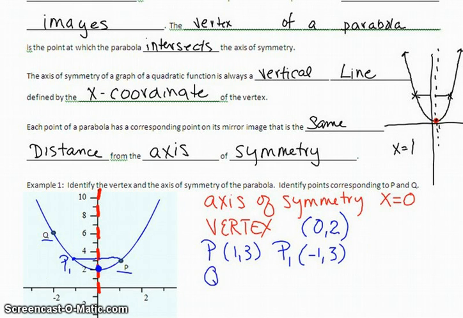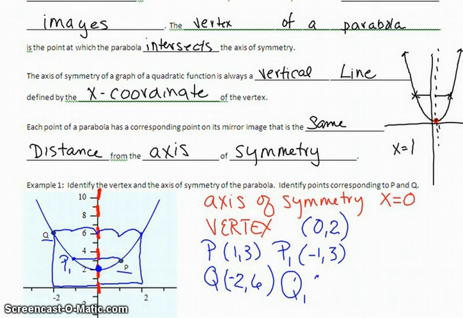Let's look at Q. The coordinates for my point Q are negative 2, 6. That would be 2 left, 6 up. So this is 2 units. So I need to go 2 units over here to find its corresponding point, and let's name that one Q sub 1 as well. That point is a positive 2 and a positive 6.